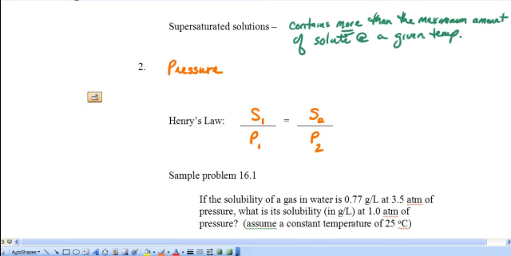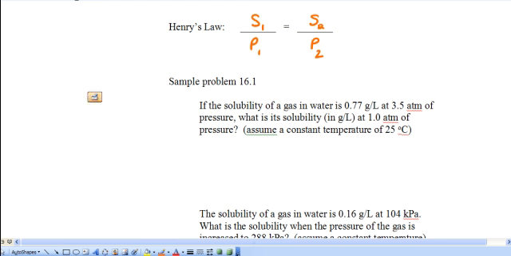So for example, if we have a gas that has a solubility in water at 0.77 grams per liter at 3.5 atmospheres of pressure, what is its solubility in grams per liter at 1 atmosphere of pressure? All right. So what's going to happen if you set this up as S1 over P1 equals S2 over P2? Your original solubility was 0.77. The original pressure was 3.5 atmospheres. We're going to be looking for the new solubility, S2, at our new pressure of 1 atmosphere.